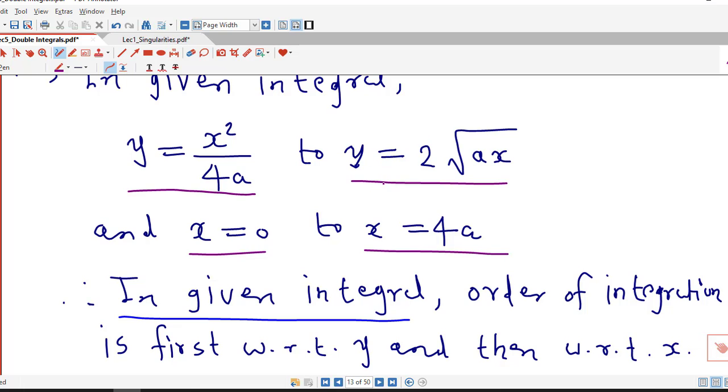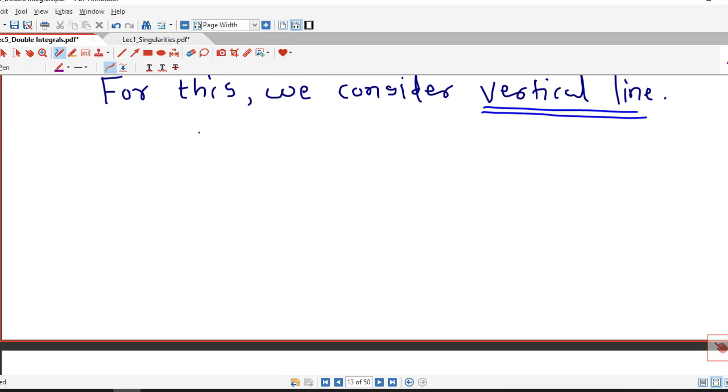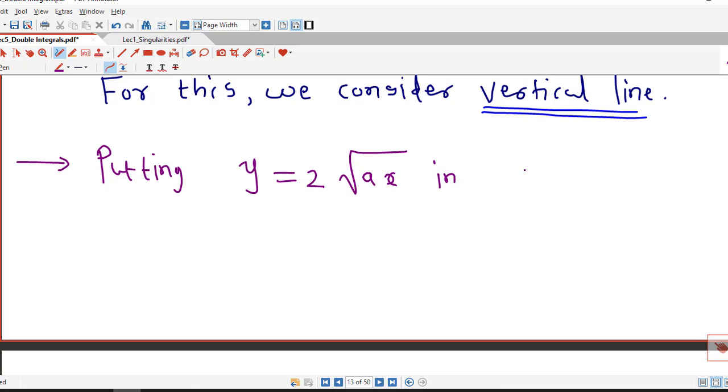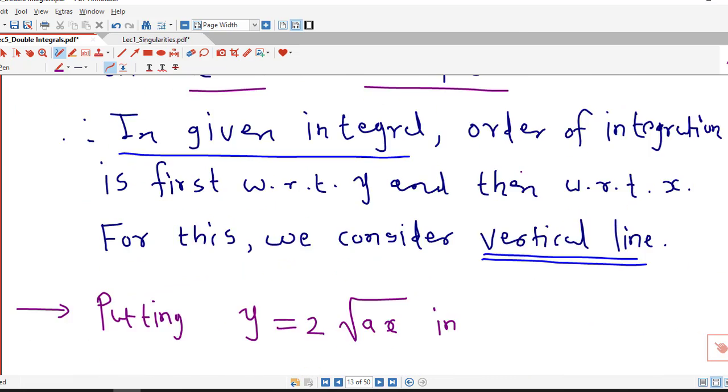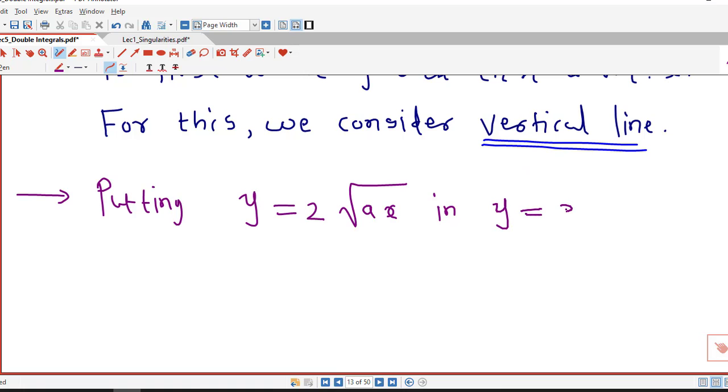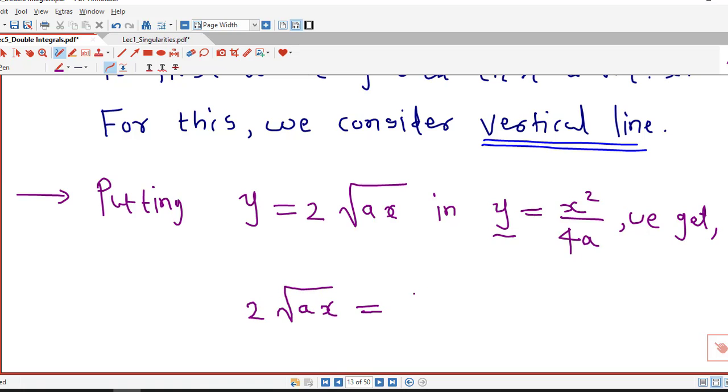So first we can find the intersecting points of these two curves. We can obtain the intersecting points by taking y equal to 2 under root ax in y equal to x square by 4a. So putting y equal to 2 times under root a into x in y equal to x square by 4a, we get 2 under root ax equal to x square divided by 4a.